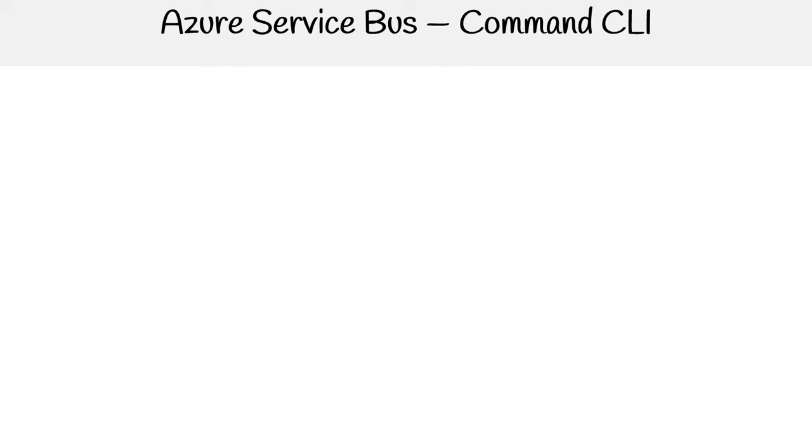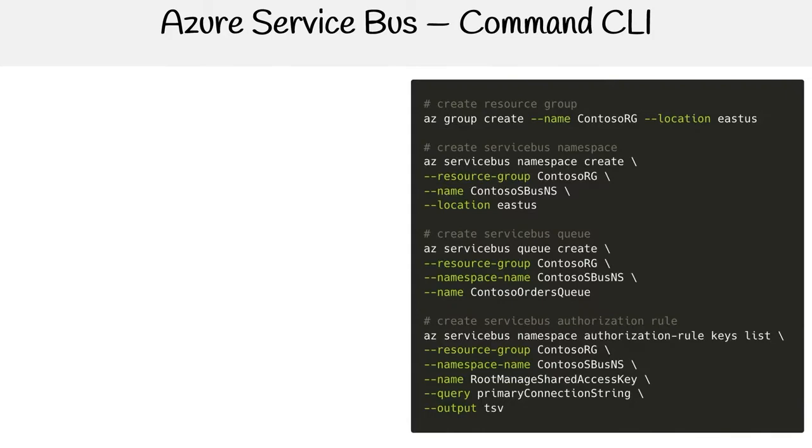Let us talk about Azure Service Bus CLI commands, because if you are doing the AZ-204 developer, it's very important to know these commands because they may ask you them. So here I have a bunch of example commands. Just quickly looking at this here, we have creating a resource group, creating a service bus namespace, a queue, an authorization rule. And it's pretty straightforward, you know, az servicebus, etc.